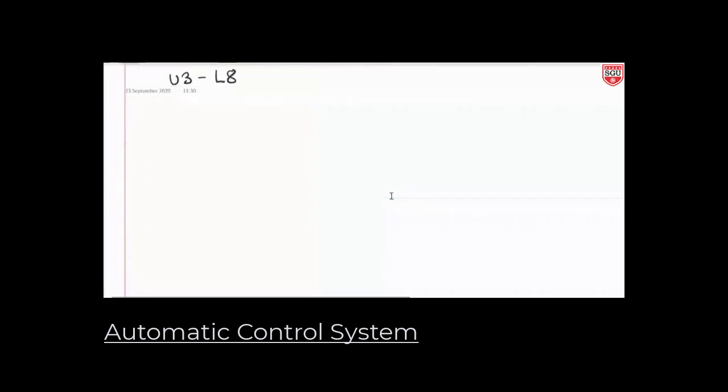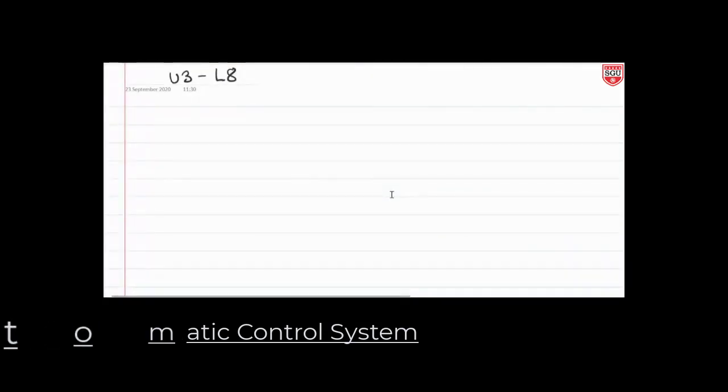Last lecture, we saw some rules of root locus, correct? And those rules are not much clear unless and until we solve the problem. So we will start with the simple problem first, and in the next lecture we will solve one difficult problem. I will write down the problem.